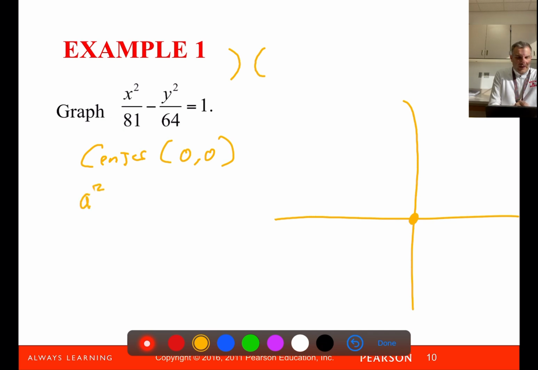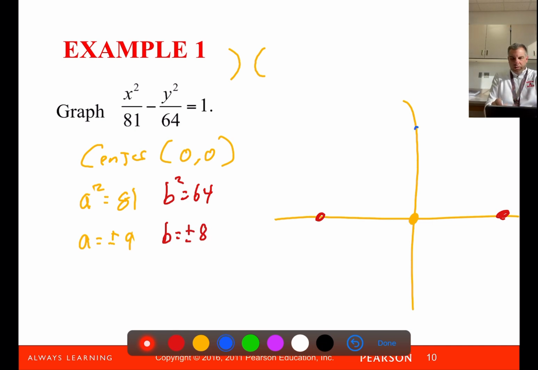My a squared value is going to be 81. So my a value is equal to plus or minus 9. So that means because it's underneath the x, I'm going to move 9 units in both directions, left and right. And I'm going to put dots. Okay, and we could name those coordinates if we needed to. We don't need to. B squared is equal to 64. So my b value is plus or minus 8. So from my center, I'm going to go up 8 and I'm going to go down 8.